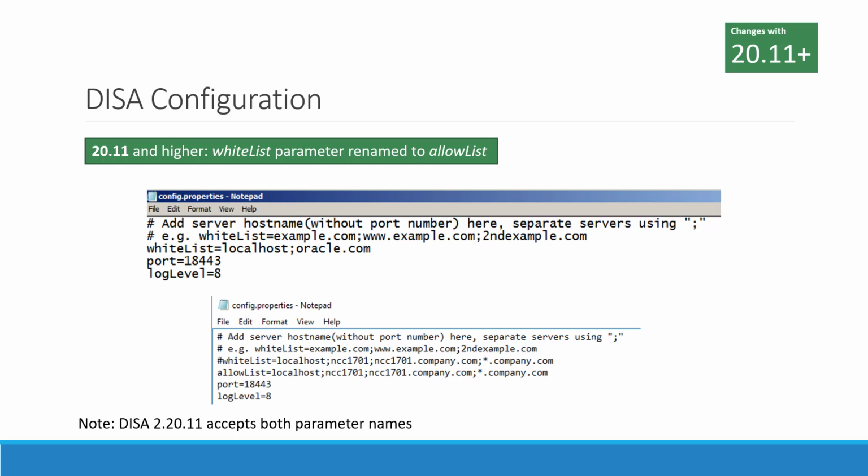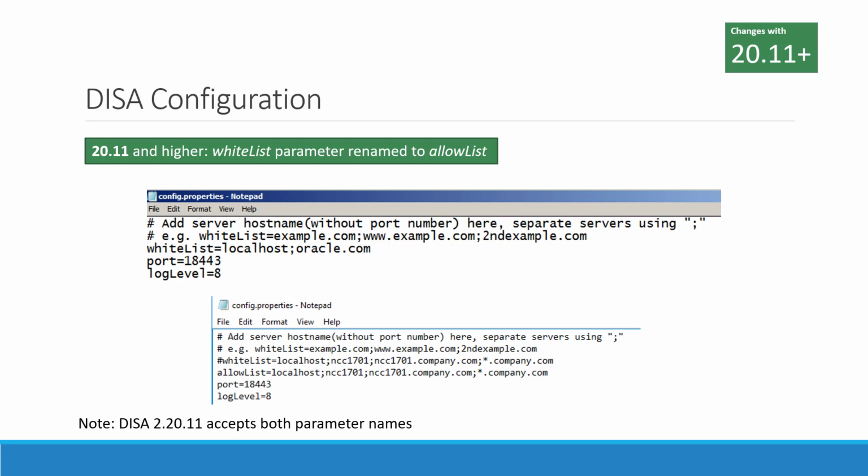In the bookshelf guide about the desktop integration Siebel agent, or DISA, we are being told that in 20.11 and higher, the whitelist parameter has been renamed to allow list. Changes of that sort are initiatives by software vendors to remove racially or gender insensitive terminology from their software. So whitelist being a problematic term here, the rename to allow list comes at a good time.